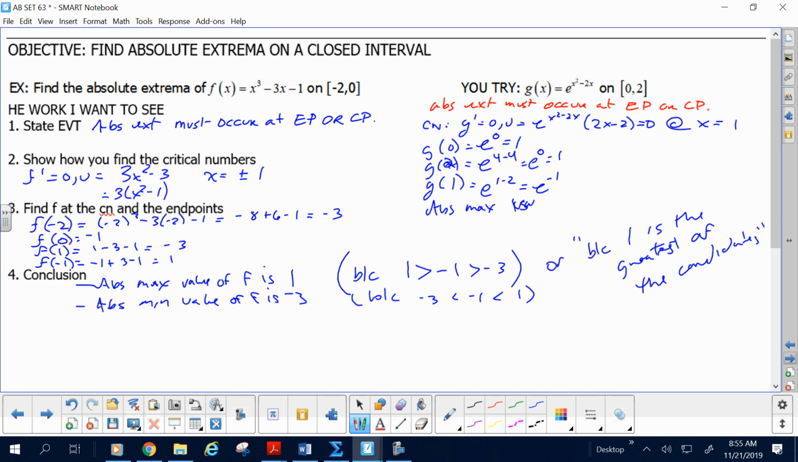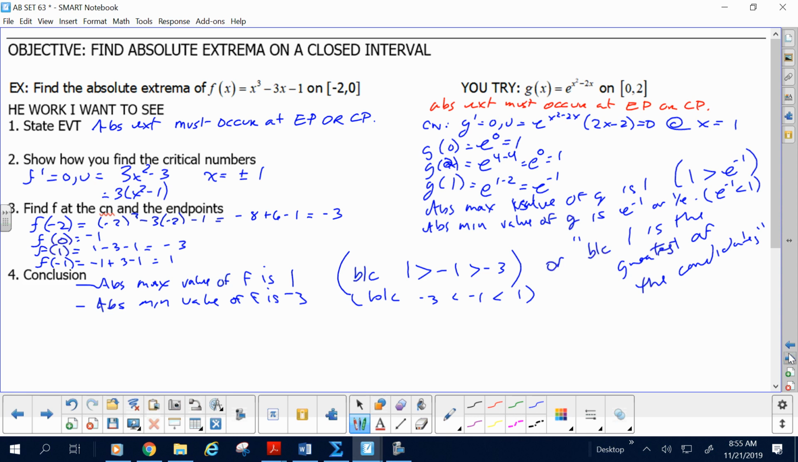Absolute max value of g is 1, and that's because 1 is greater than e to the negative 1. The absolute min value is e to the negative 1, or 1 over e, yeah? Because e to the negative 1 is less than. All right, you with me so far?